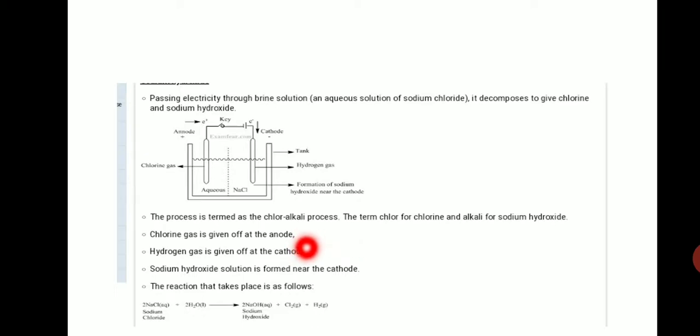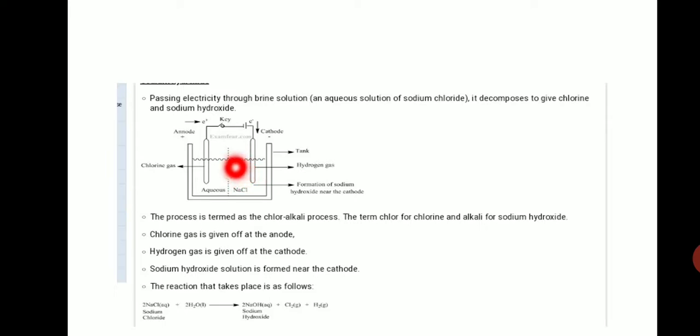As I said, three very useful products are obtained by the electrolysis of sodium chloride solution. That sodium chloride solution is called brine solution. Brine means a concentrated aqueous solution of sodium chloride. So in order to prepare sodium hydroxide, we use brine solution.